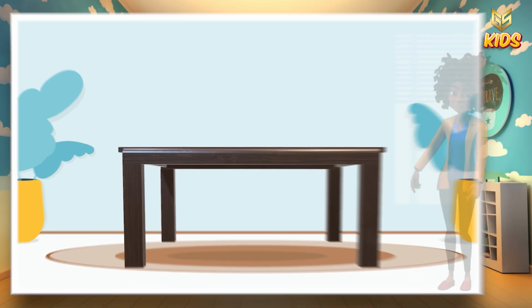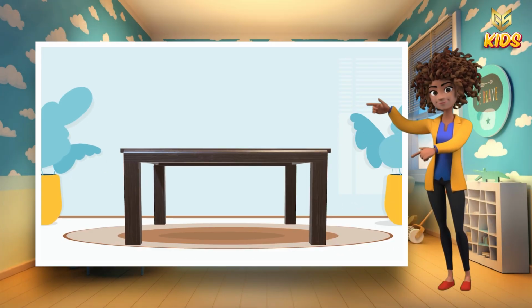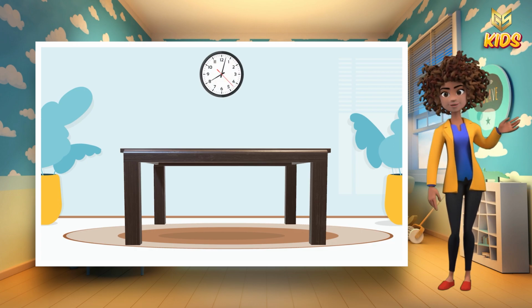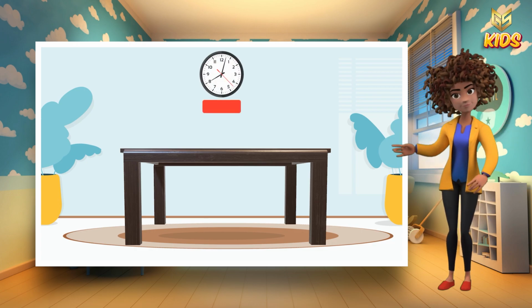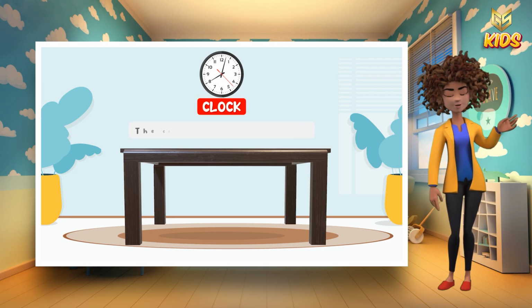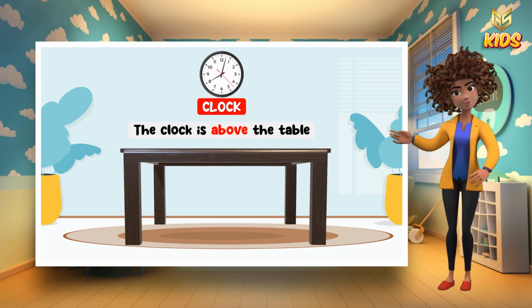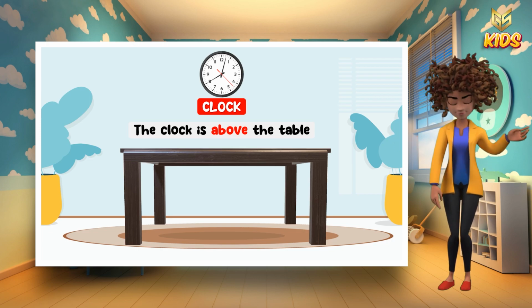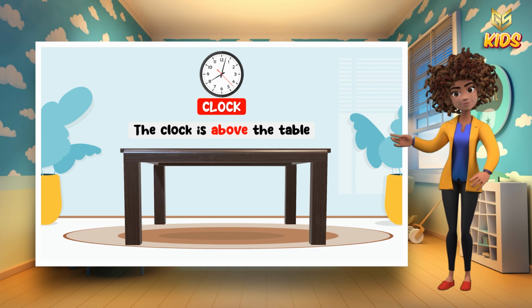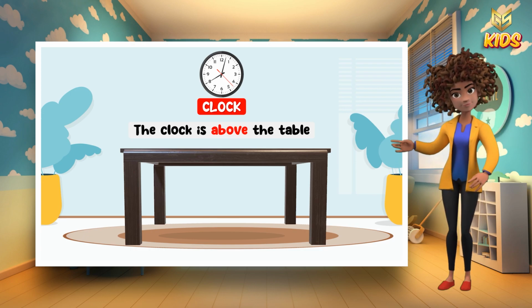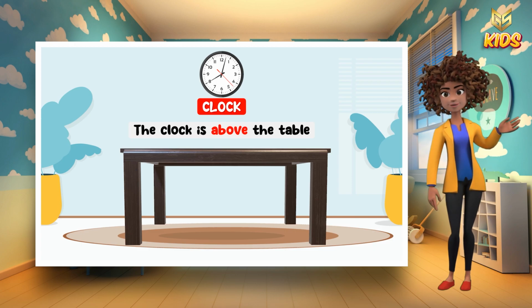Okay children, look here. What can you see? This is a table, right? And here this is a clock, right? So children, the clock is above the table, because the clock is in a higher position than the table. So here we will use the term above. The clock is above the table.